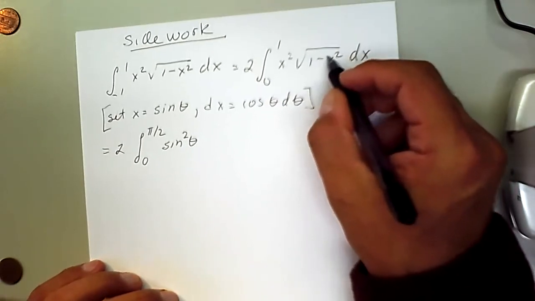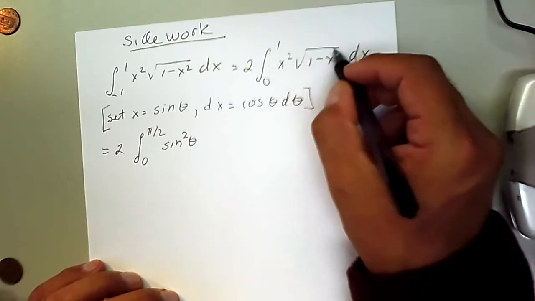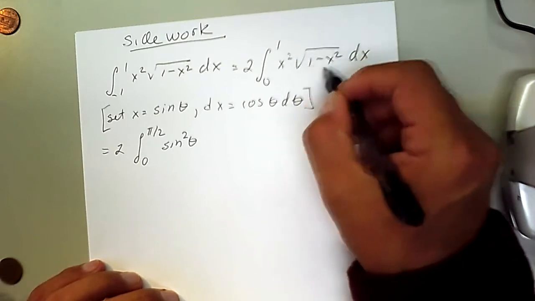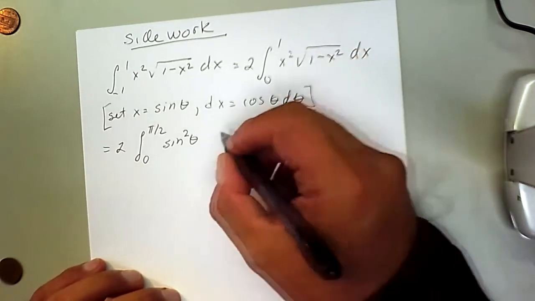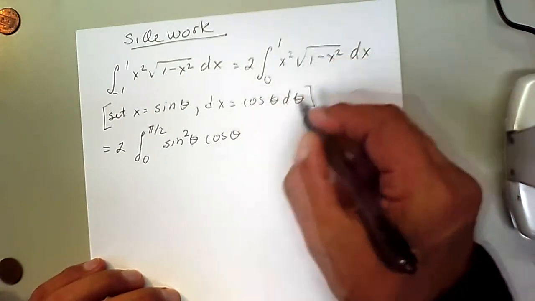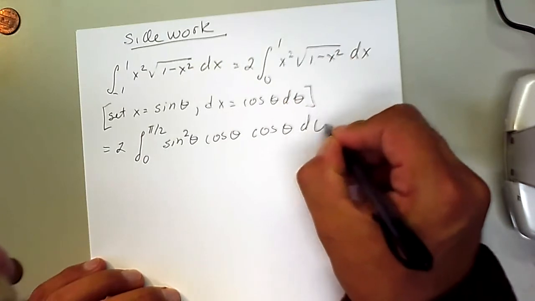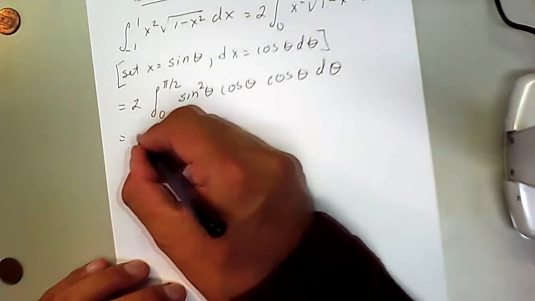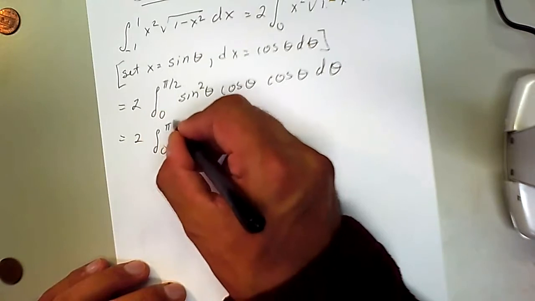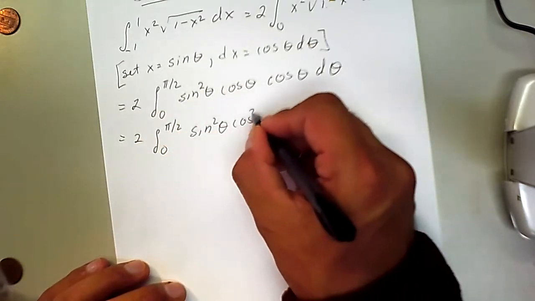No, I think I misspoke. Only when we have a quantity squared in the radical and then we take the square root of it, then we have the absolute value. Here we just have a straight cosine. Anyway, cosine of theta for this part, and then dx is another cosine of theta d theta. So we have 2 times integral from 0 to pi over 2 sine squared theta cosine squared theta d theta.